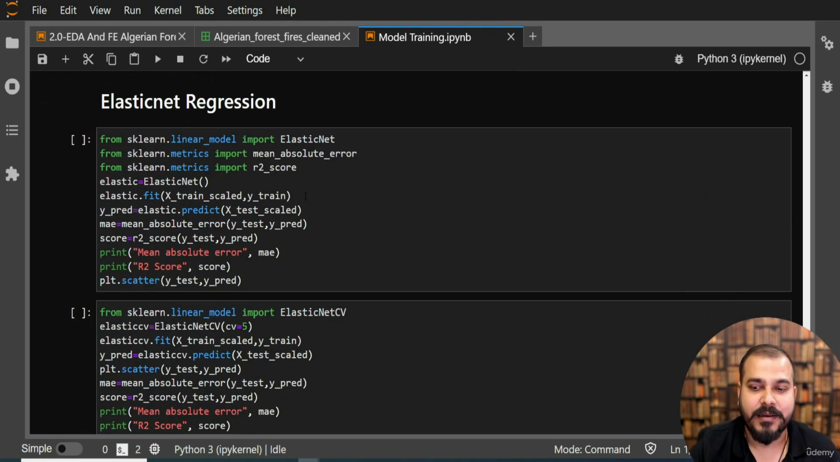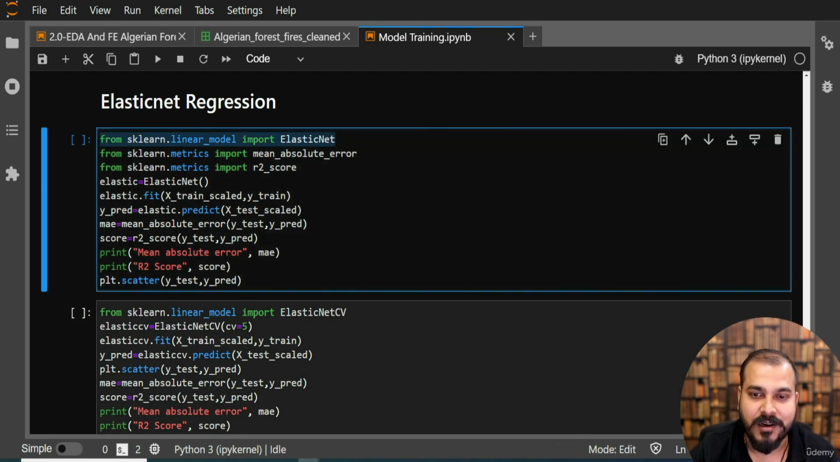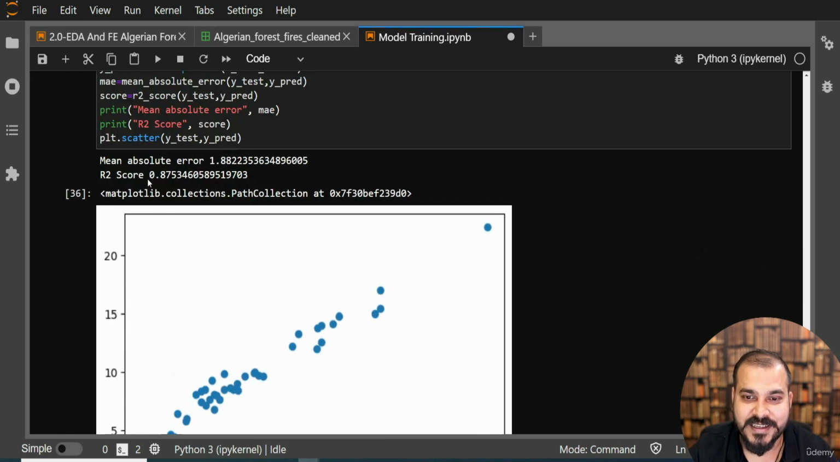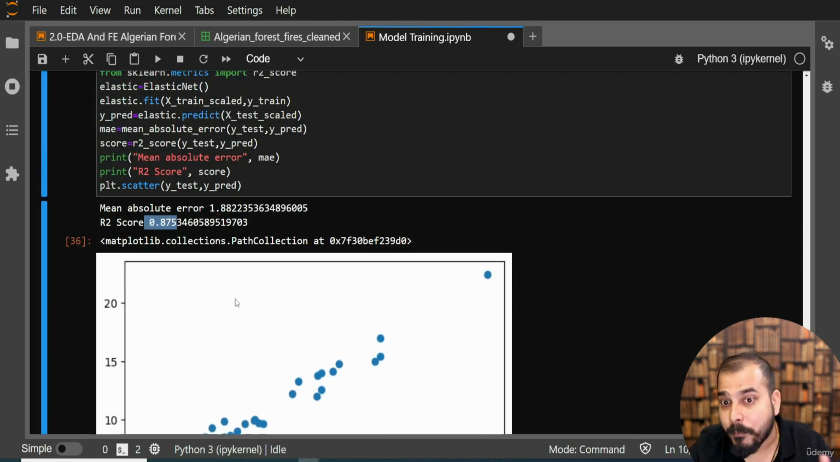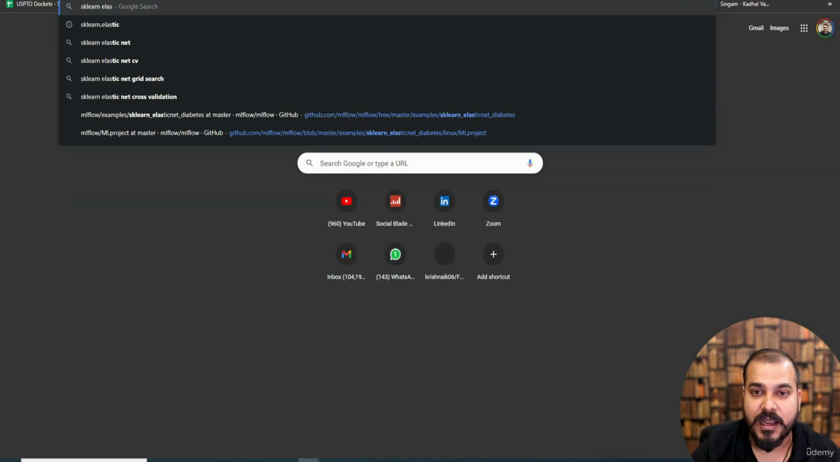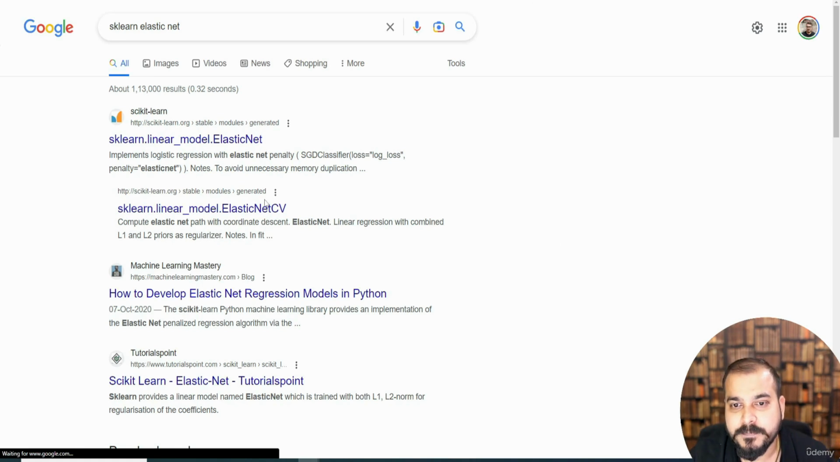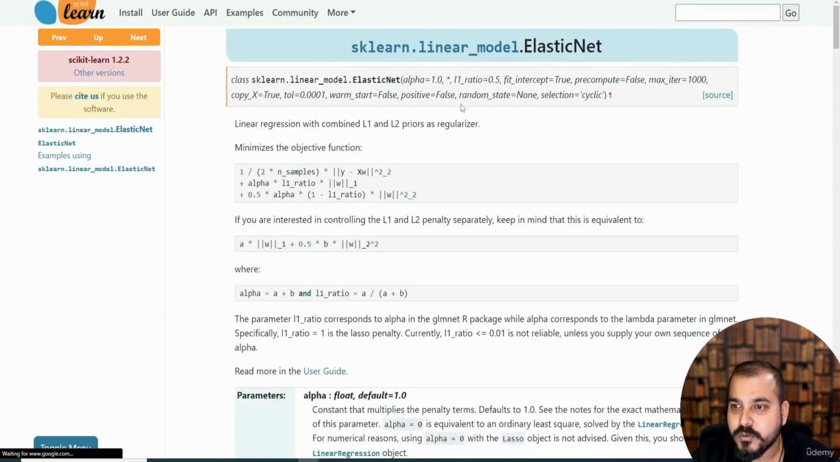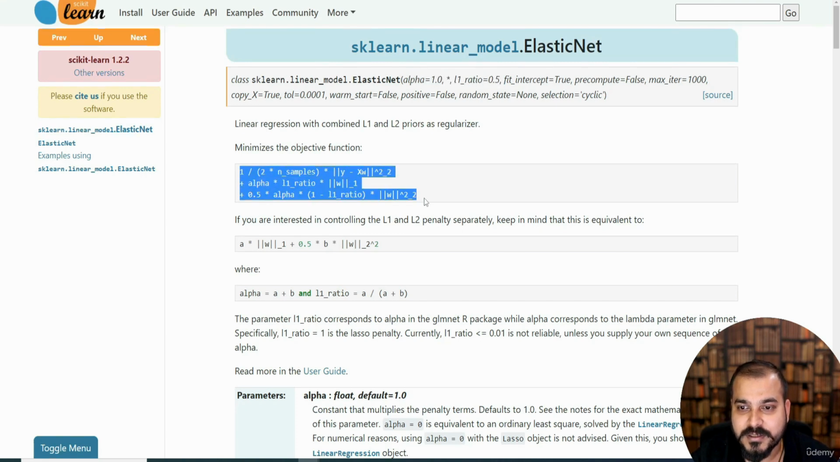Now, similarly, ElasticNet is the combination of both ridge and lasso. Again, from sklearn.linear_model, I've imported ElasticNet. Here I'm getting 87%, but it has combined both ridge and lasso based on the equation that we have. If you want to go and see this, search for sklearn ElasticNet. Here also I will be using by default some alpha value, L1 value and all. This is the formula with respect to the minimization function.